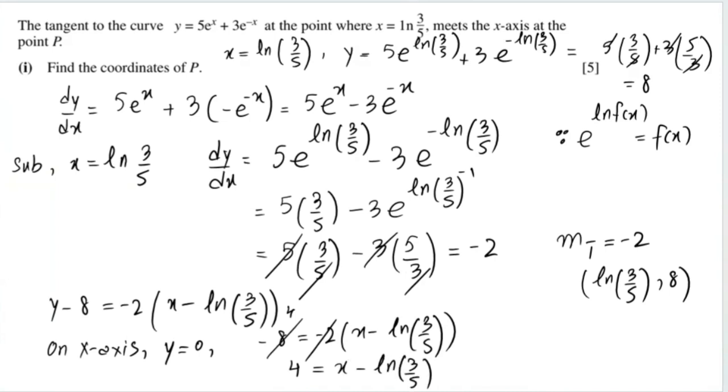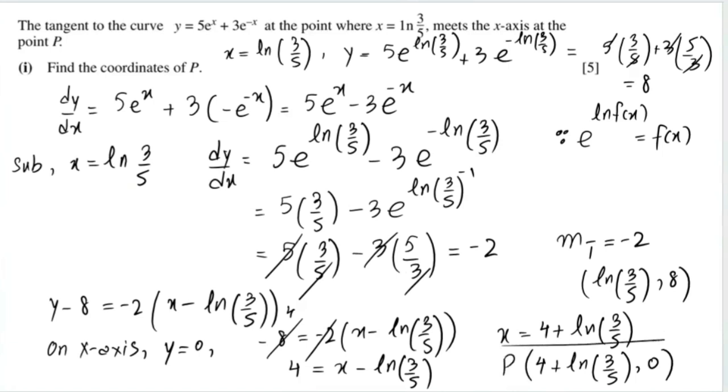So now I'm running out of space. x is going to look like 4 plus natural log of 3 over 5. Nowhere does it say that you need exact coordinates, but let's give the answer as exact. When they don't mention, you can give your answer anyway. You can either give it as a decimal number. So I'm getting 4 plus natural log of 3 over 5 and comma 0. So these are the coordinates of the point P.